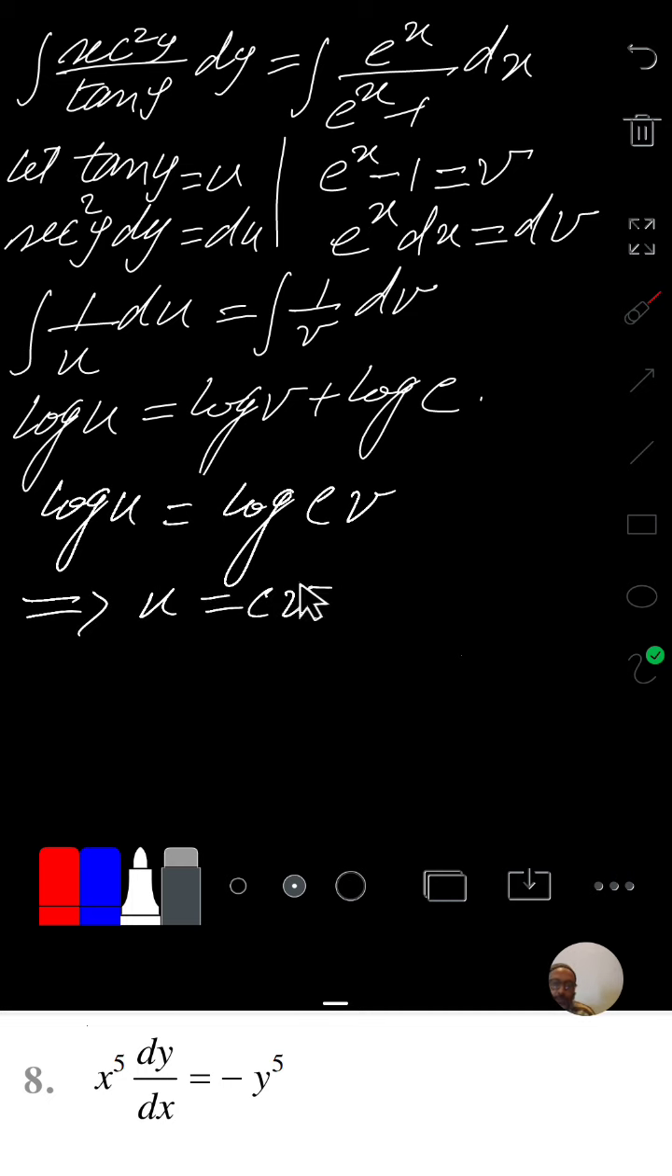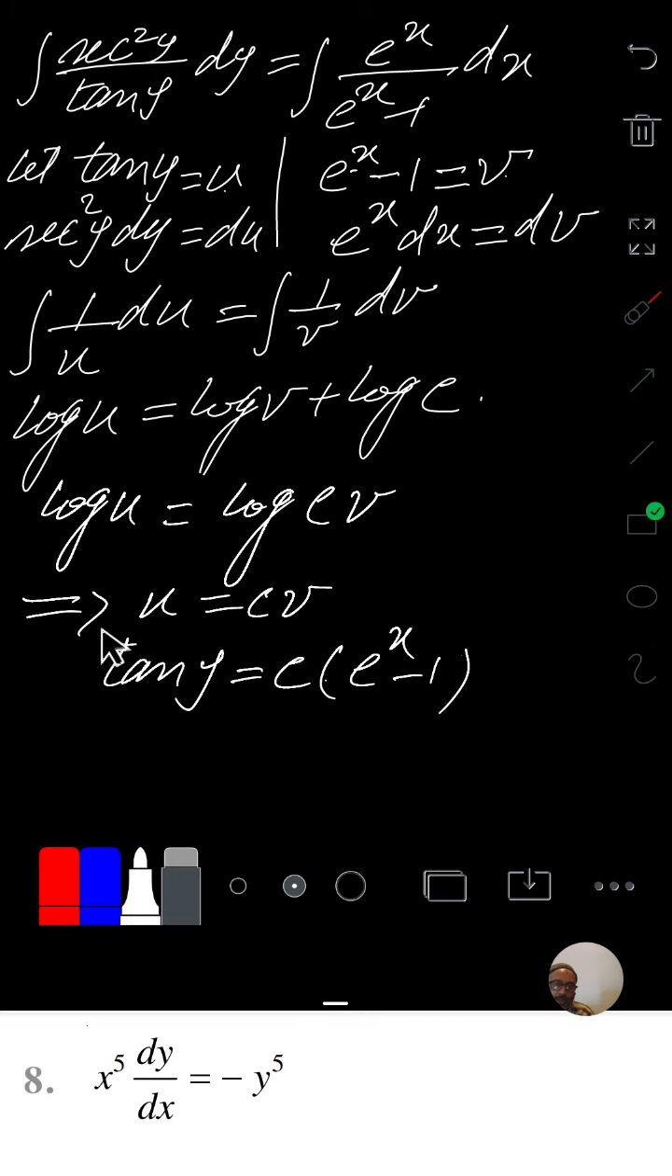Now putting the value of u and v, u was substituted as tan y, so we get tan y is equal to c, and v was substituted as e raised to the power x minus 1. So tan y is equal to c times e raised to the power x minus 1. So this is the required solution.